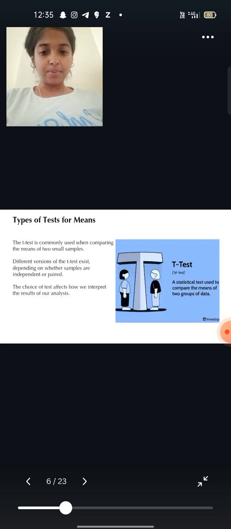Types of test of means. The t-test is commonly used for comparing the means of two small samples. Different versions of the t-test exist depending upon whether the samples are independent or paired. This choice of test affects how the results are interpreted.